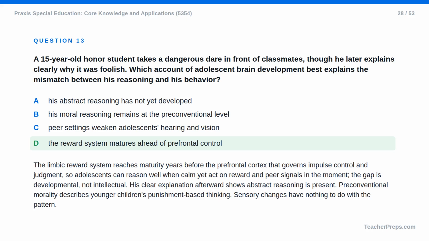Preconventional morality describes younger children's punishment-based thinking. Sensory changes have nothing to do with the pattern.